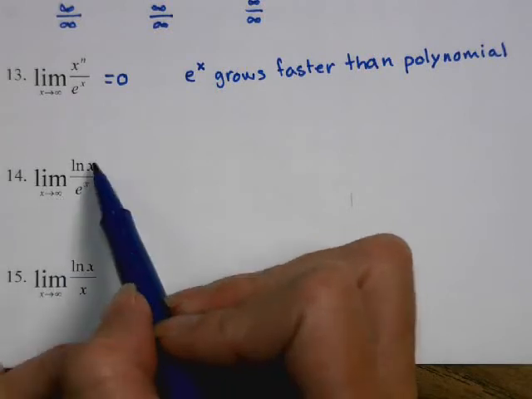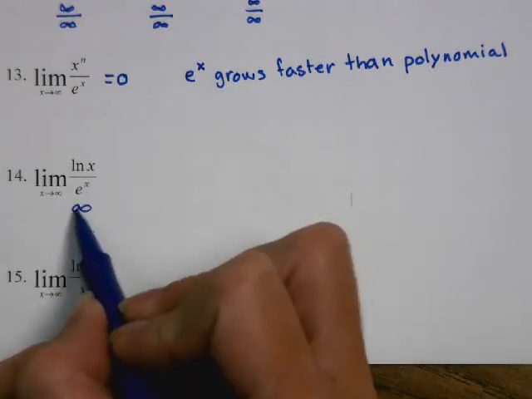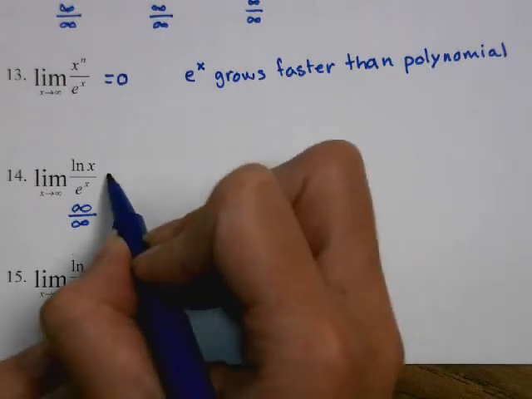All right, as we go to infinity of natural log of x over e to the x. So that's going to be infinity over infinity.